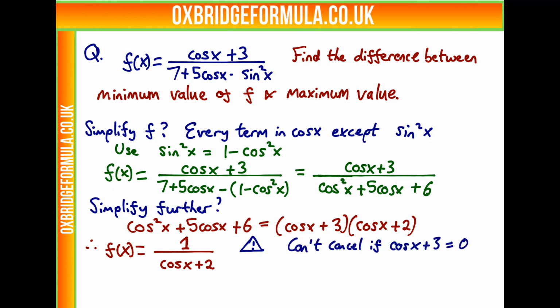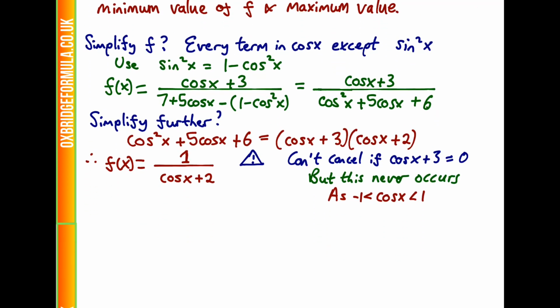But why are we okay? Well, because cos x is between minus 1 and 1, this never occurs. Cos x is never equal to minus 3, because cos x is between 1 and minus 1. So, with this out of the way, we have f of x is equal to this. And this looks much simpler, and we can try and minimise and maximise this.